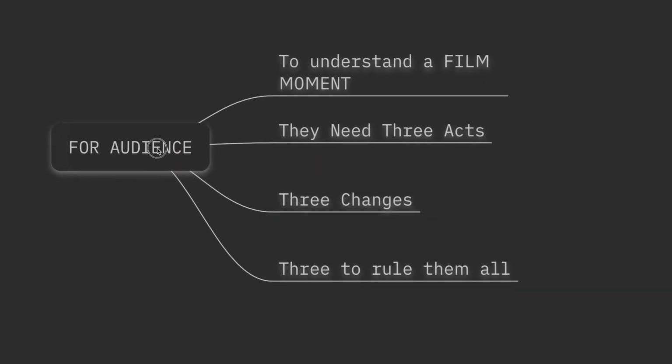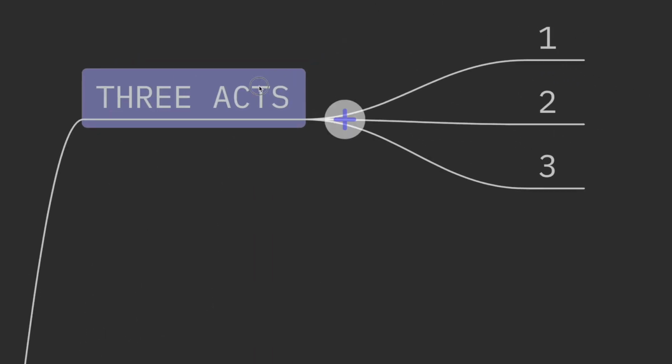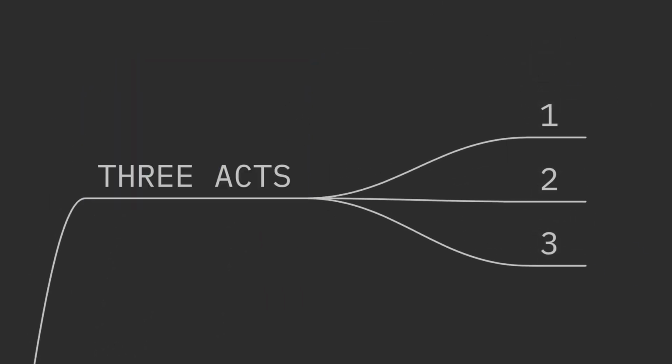So when you write your script, think about what you want to say, make it as clear as possible to you, and then split what you want to say into 3 parts. 1, 2, 3. So this is for a film moment.